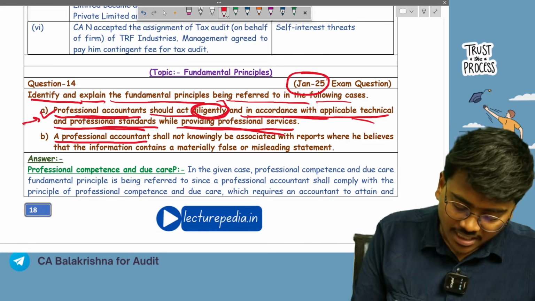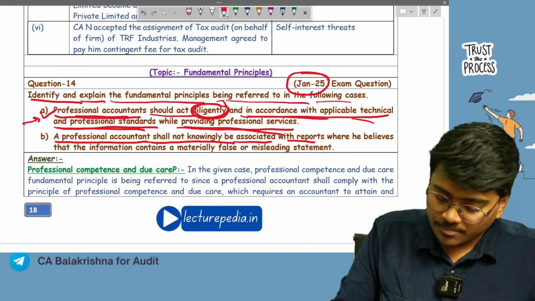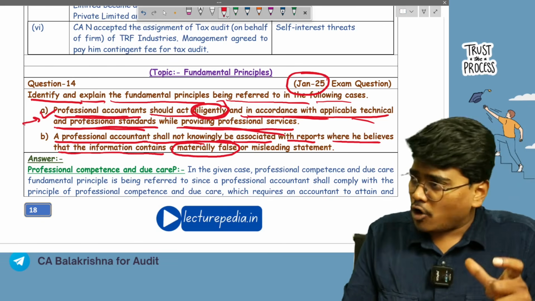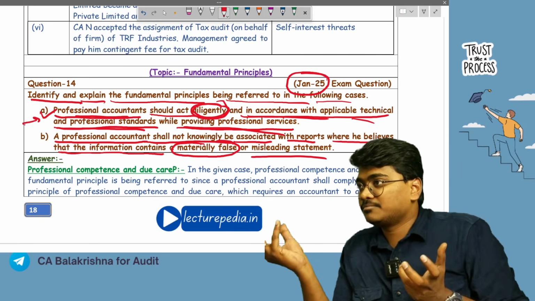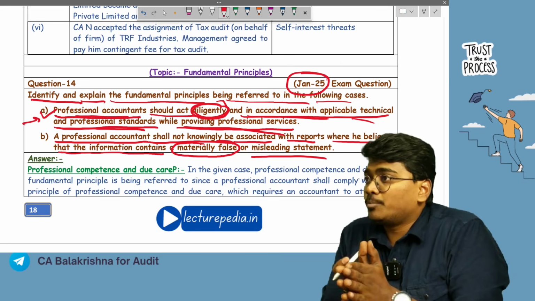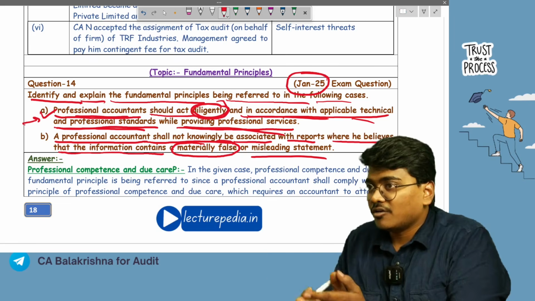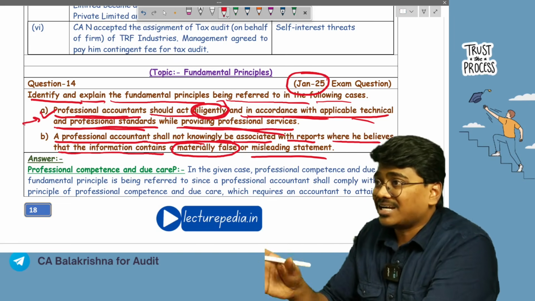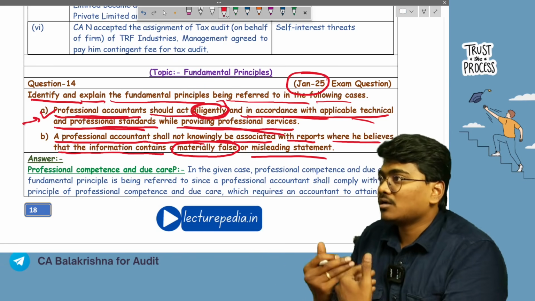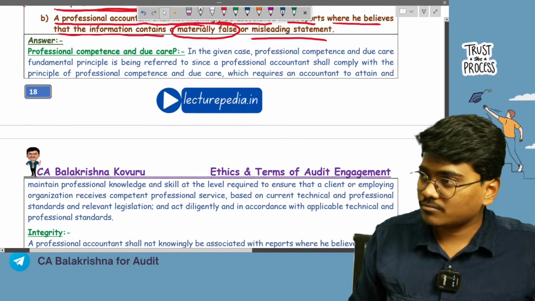Next, a professional accountant shall not knowingly be associated with reports where he believes that the information contains materially false or misleading statement. Integrity, because integrity says that you should be truthful, you should be straightforward. Now if you associate yourself with any report or document that contains false information, it means that you are certifying a false information, so you are losing integrity. Got it? That's it, right?